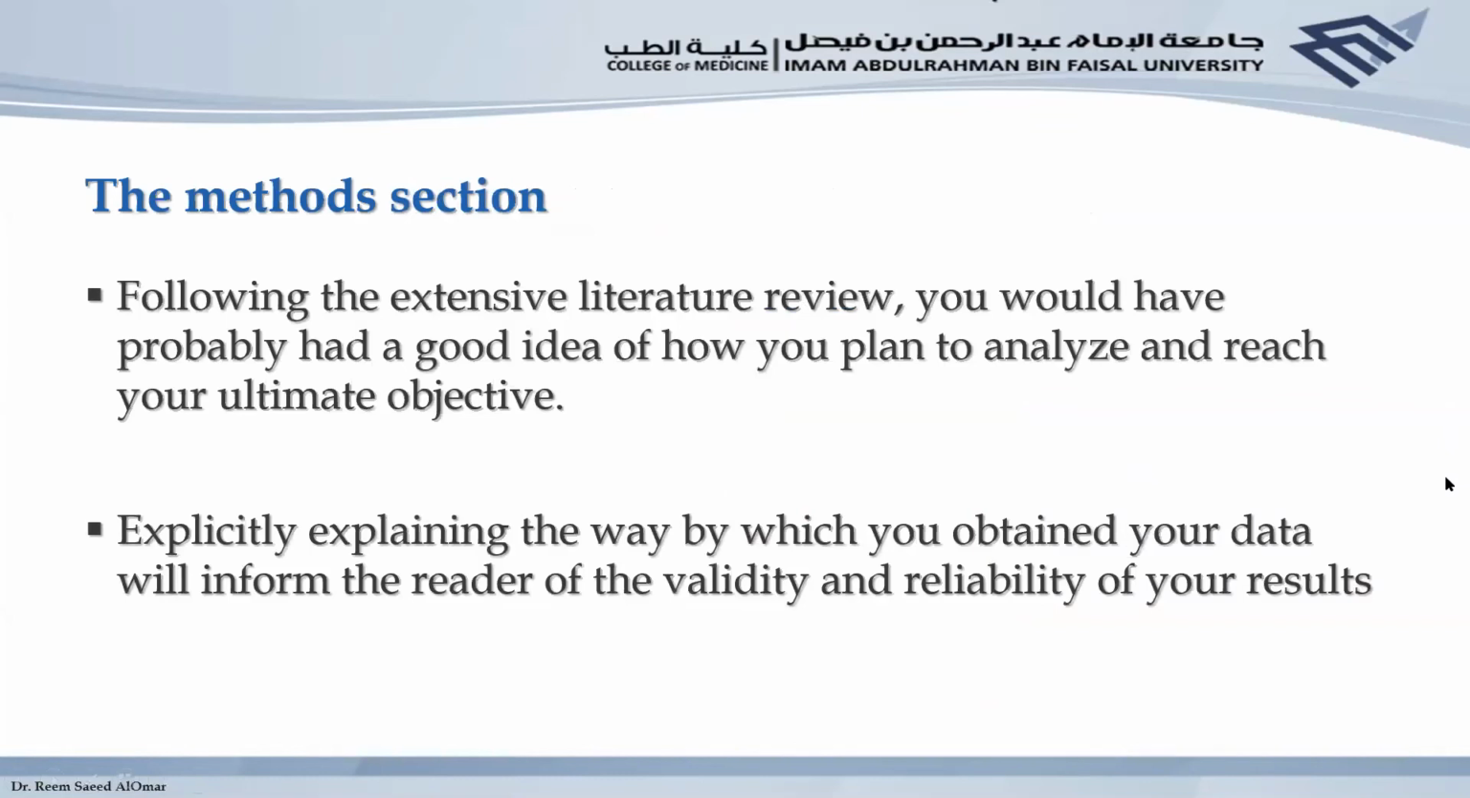So, the method section. Following the extensive literature review, you would probably have a good idea of how you plan to analyze and reach your ultimate objective. Explicitly explaining the way by which you obtained your data will inform the reader of the validity and reliability of your results. So if you are writing a proposal or seeking IRB approval or seeking funding, for example, it is very important, especially for an IRB, that you mention exactly what you plan to do. The method section is where you will do that. You state your steps in detail in this proposal, and even if you are writing a manuscript for publication, it is essential that the reader knows how you obtained these results.